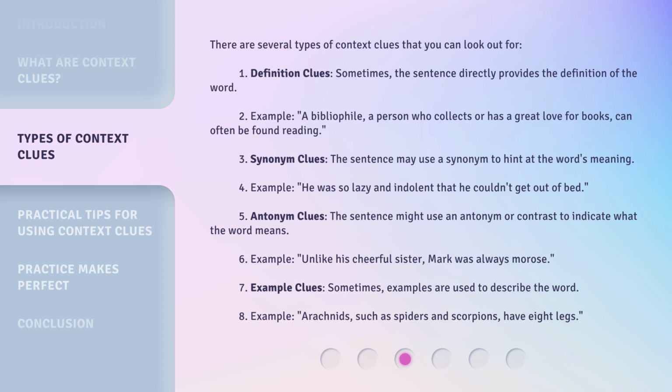5. Antonym clues. The sentence might use an antonym or contrast to indicate what the word means. 6. Example. Unlike his cheerful sister, Mark was always morose. 7. Example clues. Sometimes, examples are used to describe the word. 8. Example. Arachnids, such as spiders and scorpions, have 8 legs.